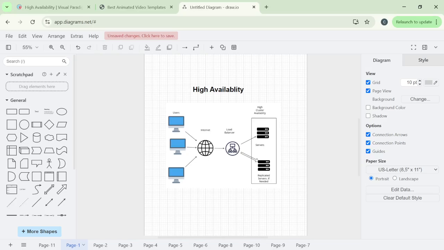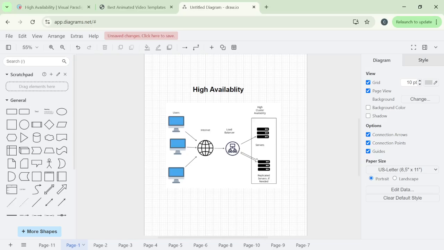Cloud providers like AWS, Azure, and Google Cloud offer infrastructure and service level agreements, or SLAs, promising high levels of uptime, often 99.99% or more, based on well architected HA designs. Ultimately, high availability is about trust. Users don't care how complex your architecture is, they just expect your app to always work. And HA is what makes that possible, even when things go wrong behind the scenes.